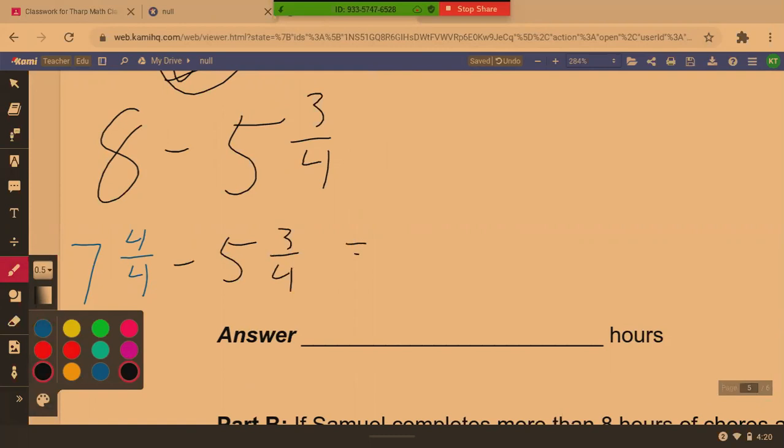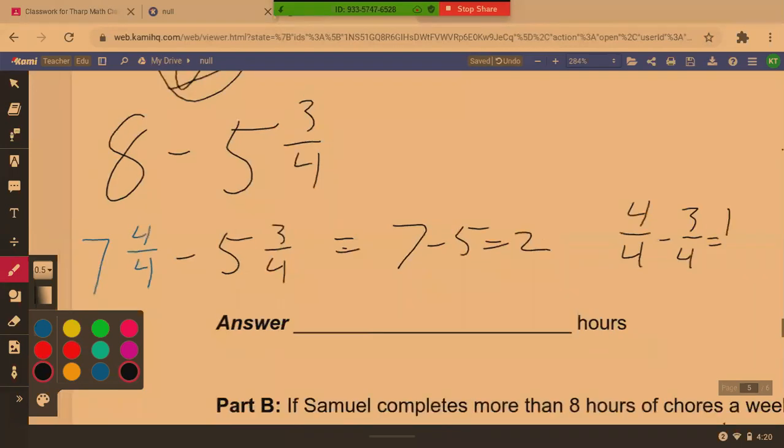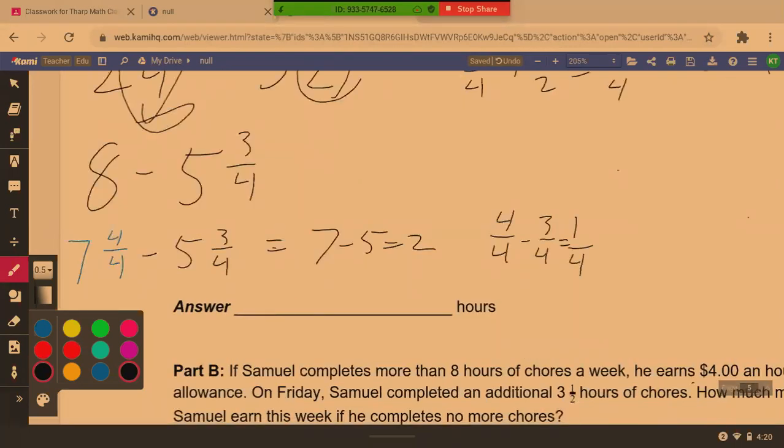So let's focus on the whole numbers. 7 minus 5 equals 2. Now we're going to be doing 4/4 minus 3/4 equals 1/4. So he needs to do 2 1/4 hours remaining.